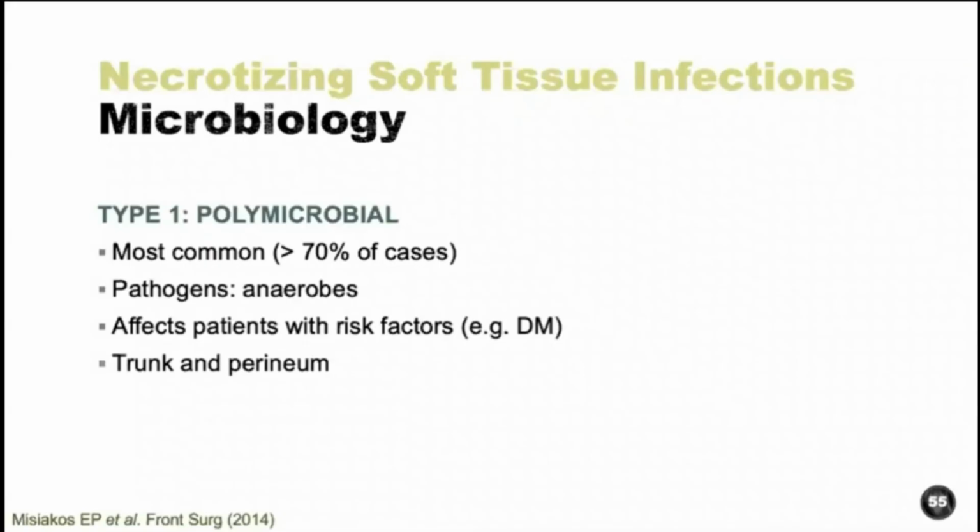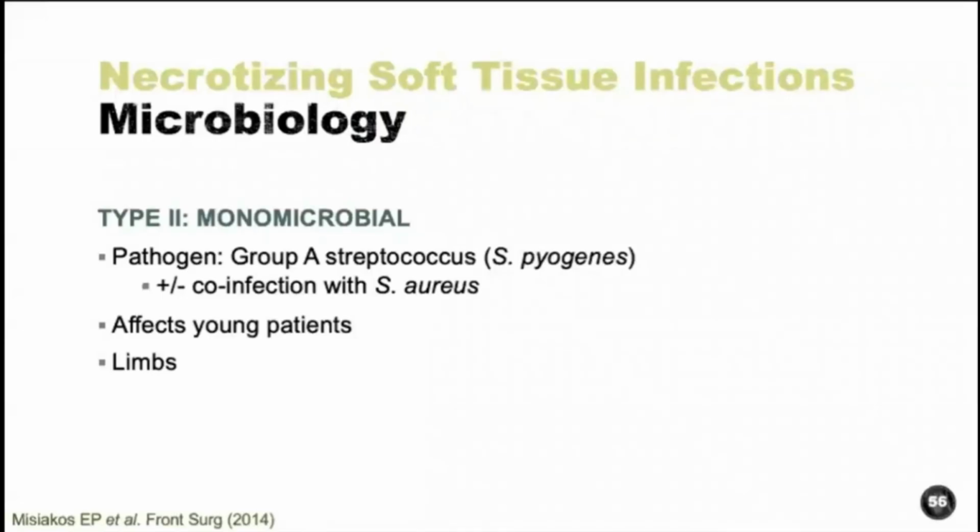Type 1 is the polymicrobial type, and this is actually the most common type. It represents about 70% of cases. These disorders are primarily caused by anaerobes, and in general, 2 to 4 microbes are involved. So with polymicrobial infection, several microbes will be involved. It tends to affect patients with risk factors such as diabetes. And this type of necrotizing infection tends to have a predilection for the trunk and the perineum. So it's a little bit less common in the extremities, but it is also seen.